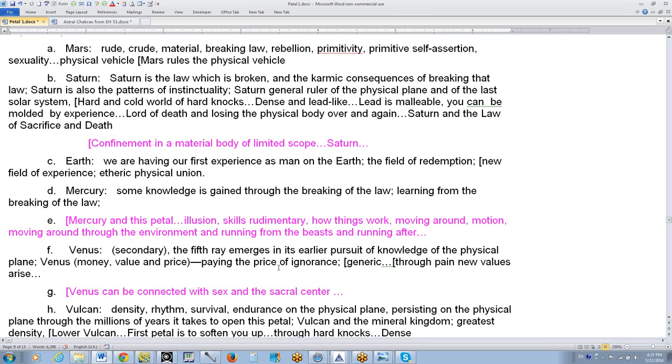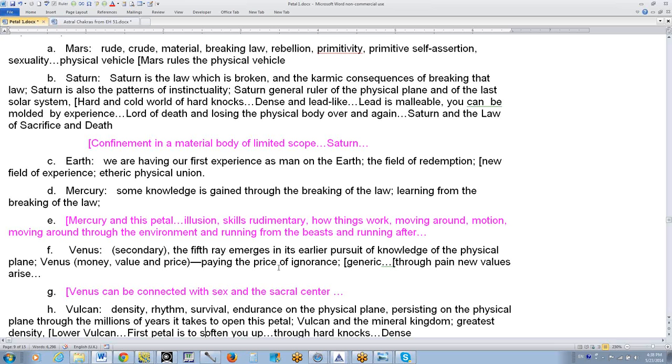Mercury. Well, some knowledge is gained through the breaking of the law, learning from the breaking of the law. So Mercury in relation to this petal, there is illusion of the grossest kind. The skills are rudimentary, learning how things work, moving around, motion in general. Moving through the environment and running from the beasts and running after the beasts. Mercury has to do, along with the third ray being probably the personality ray of Mercury, and certainly I would say its physical ray, is mobility.